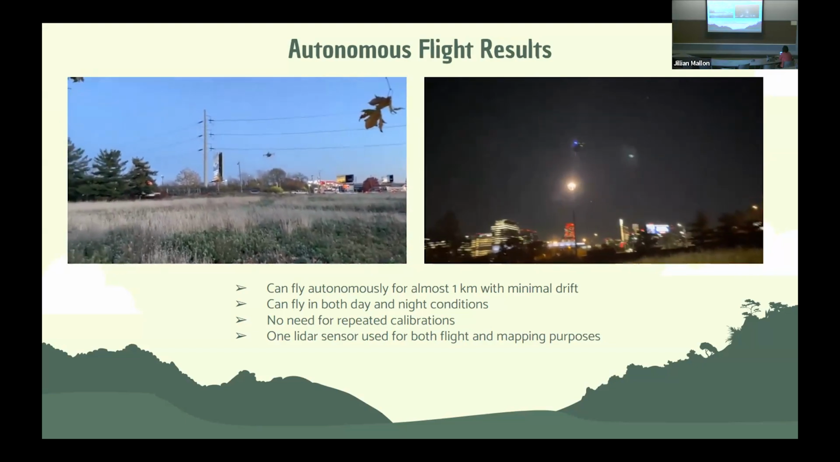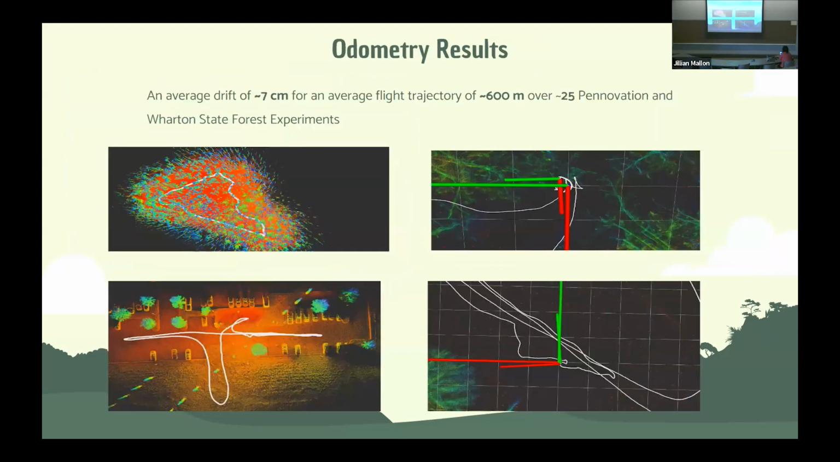So moving forward, let's talk about the odometry results. Approximately 25 experiments were conducted both in Pennovation and Wharton State Forests with an average flight trajectory of 600 meters, and the drift accumulated was just 7 centimeters on average approximately. The image here on the top left is of the Wharton State Forest, flying a 900-meter trajectory. And the image here on the top right is that of the drift that is incurred.